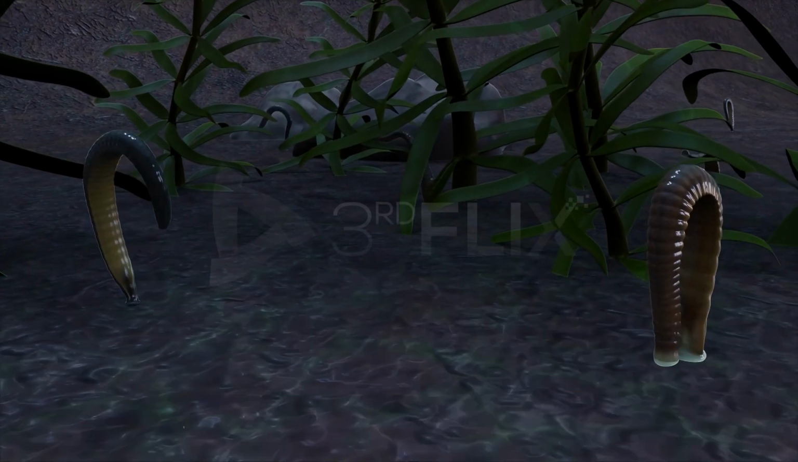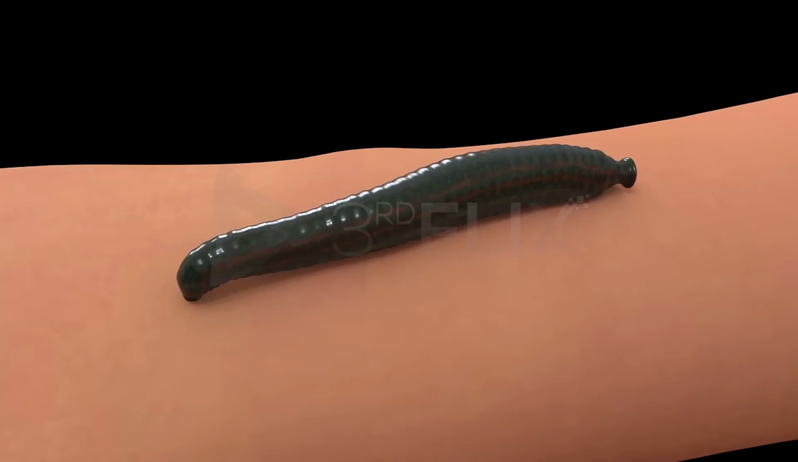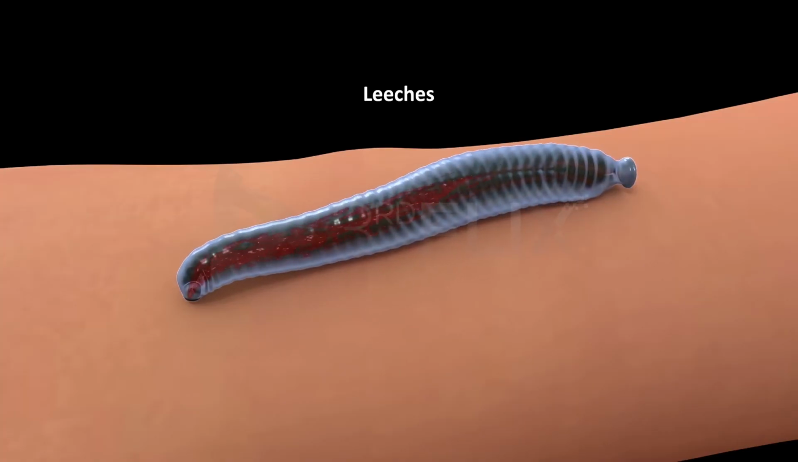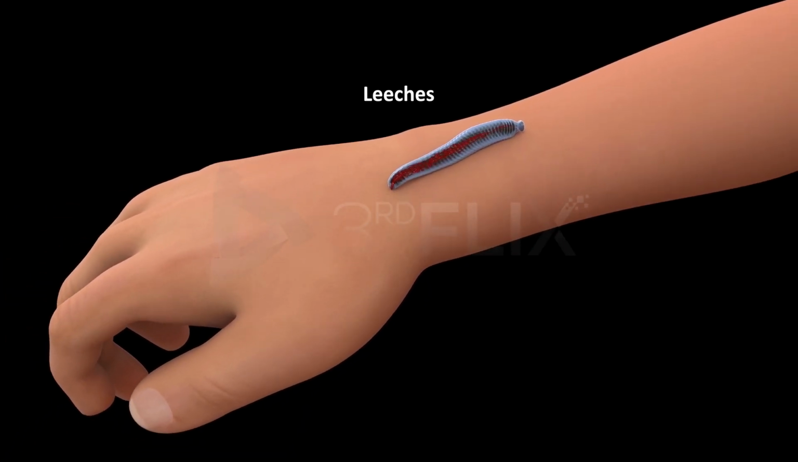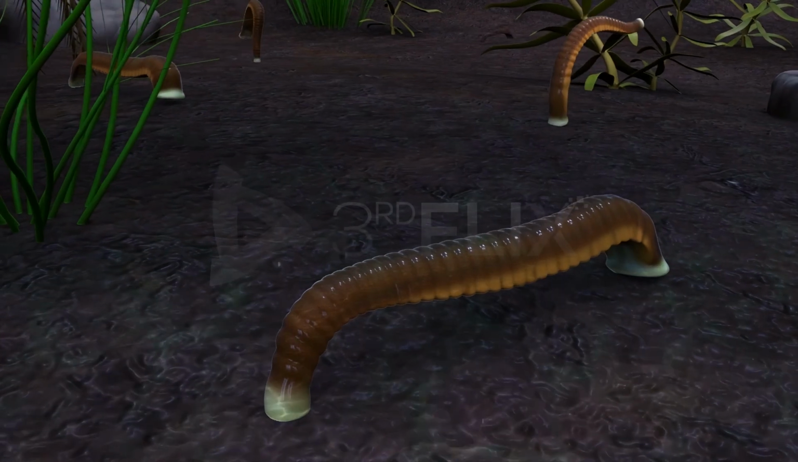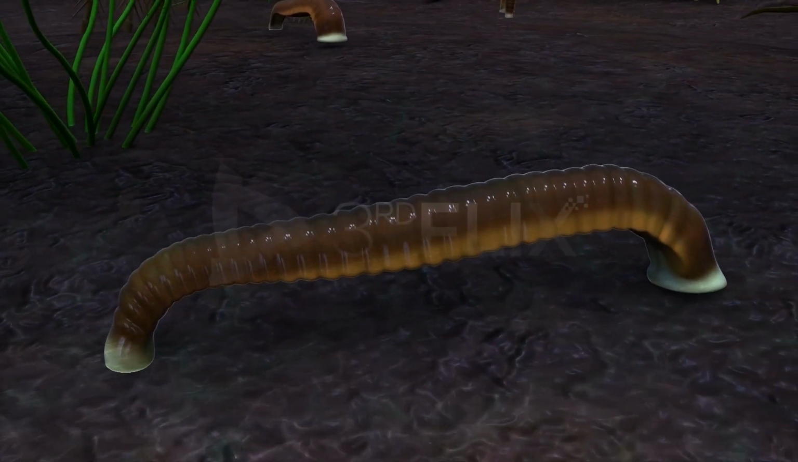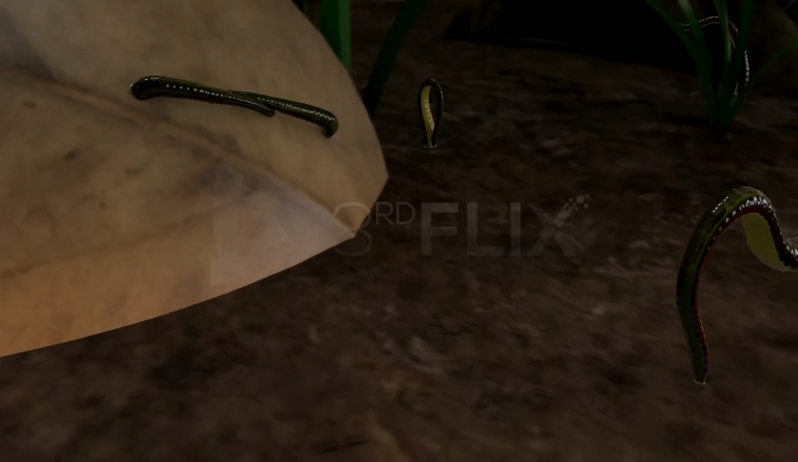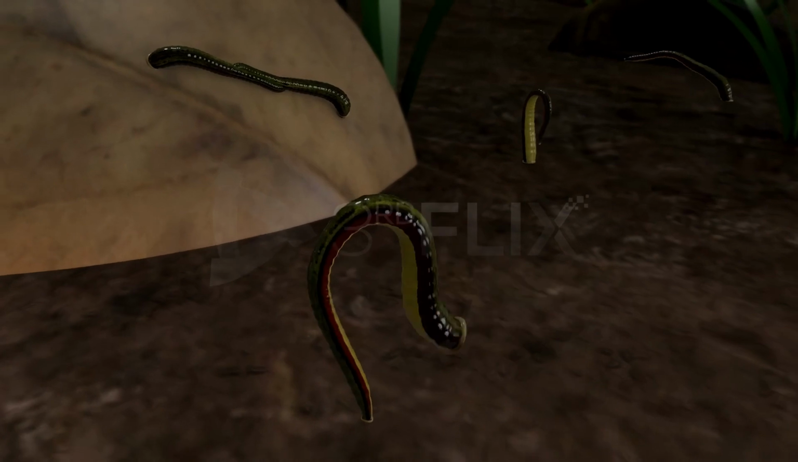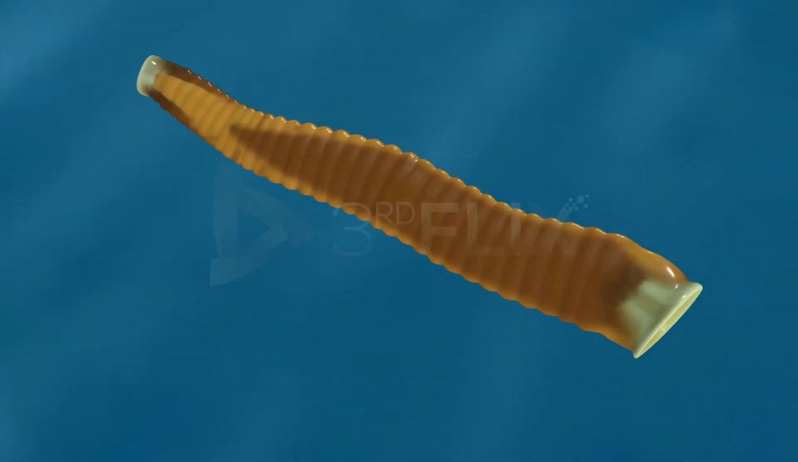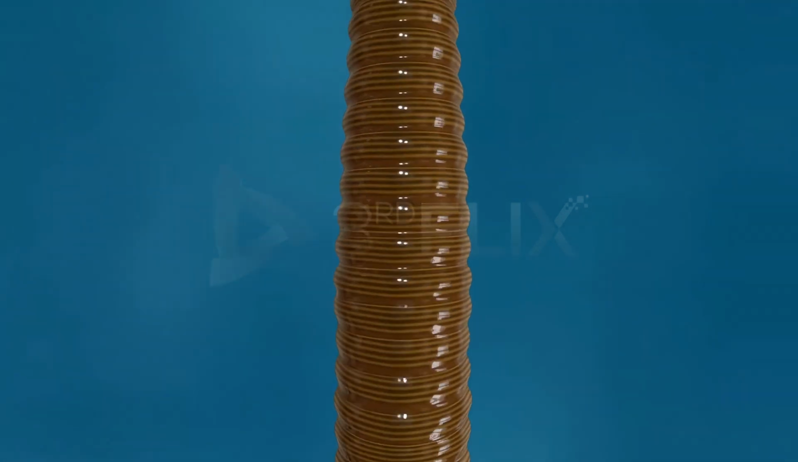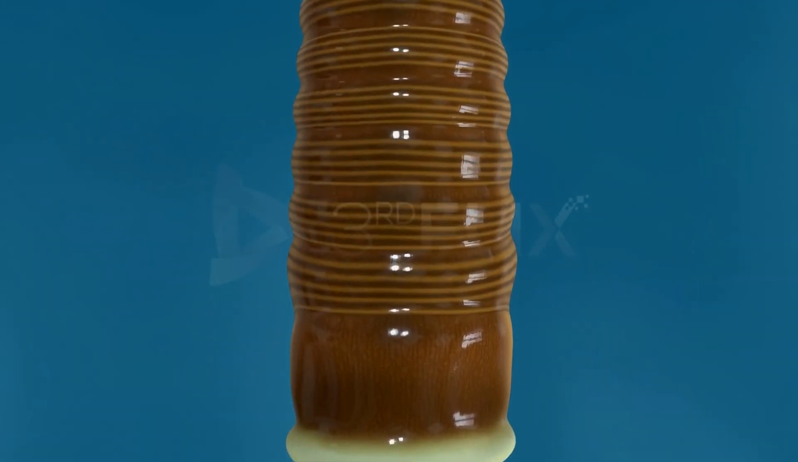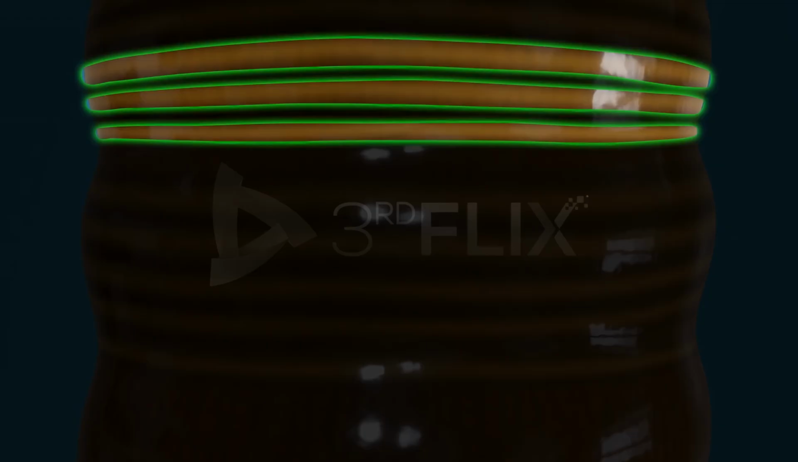Class 3 Hirudinea. This class includes leeches. They are ectoparasitic, sanguivorous, which means blood-sucking forms. Majority of them are freshwater forms, some are marine, and others are terrestrial that live in moist soil. The body is dorsoventrally flattened. Body is divided into a fixed number of segments. Segments are further subdivided into a fixed number of annuli.